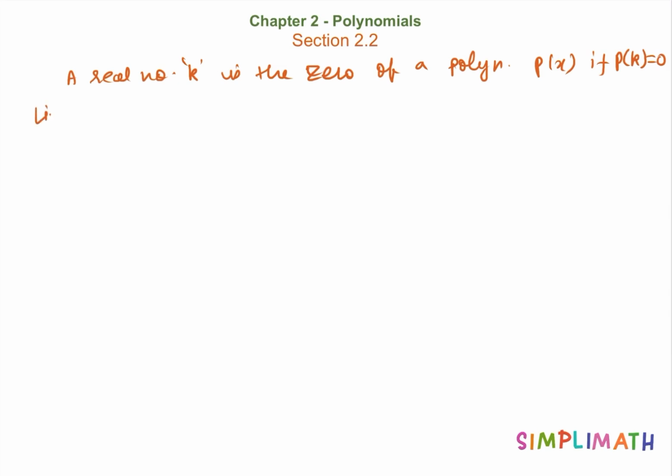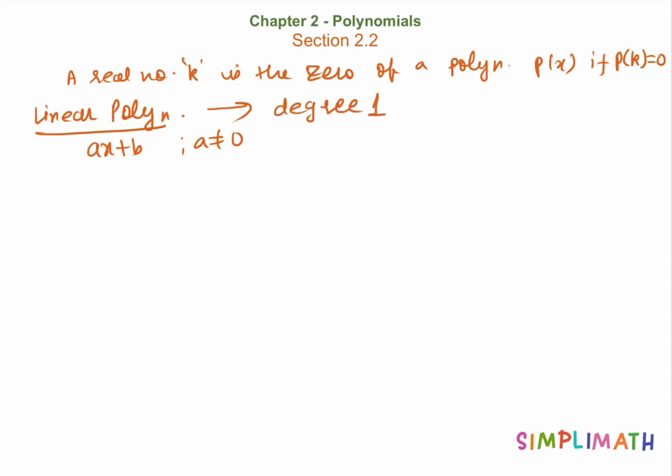Now let us start with the linear polynomial. A linear polynomial can be expressed as ax plus b, where a is not equal to 0, right? And what is a linear polynomial? It is a polynomial with degree 1, right? Now, let y equal ax plus b. We have already studied in ninth class that y equals ax plus b, when represented on a graph, gives a straight line.